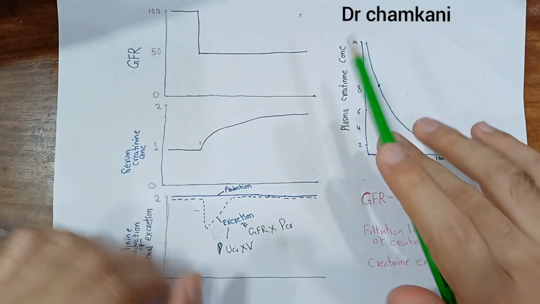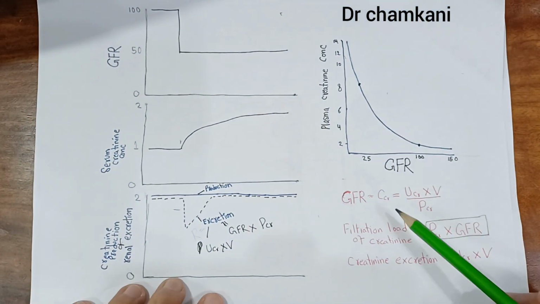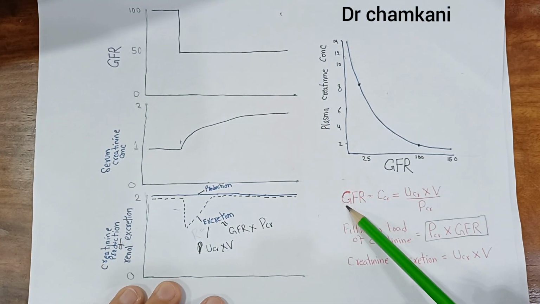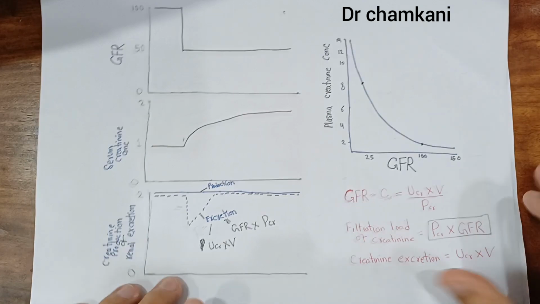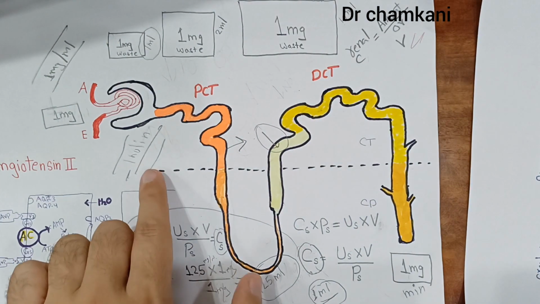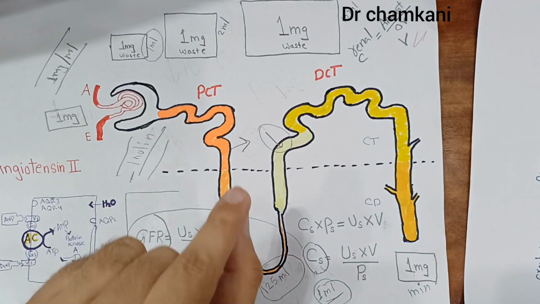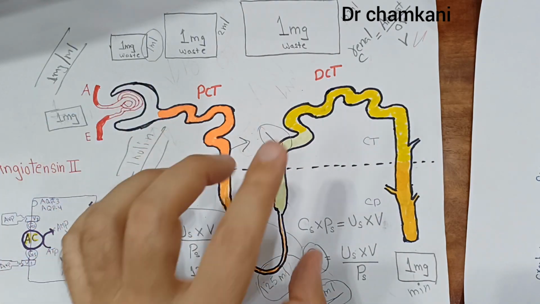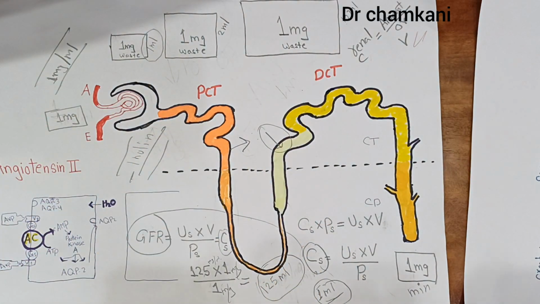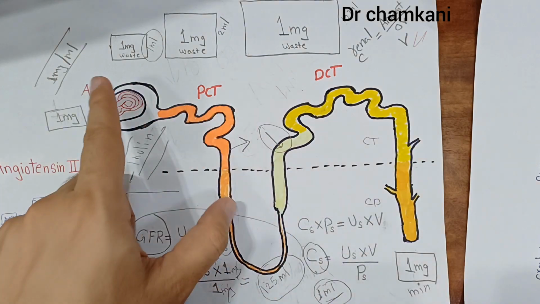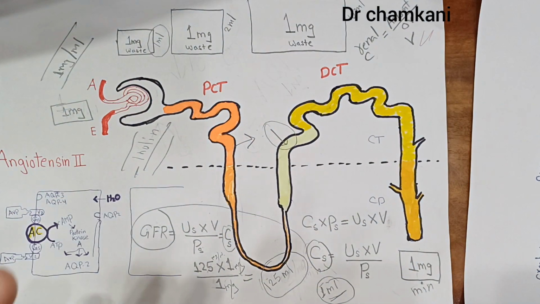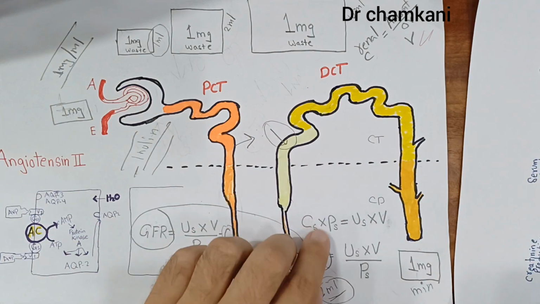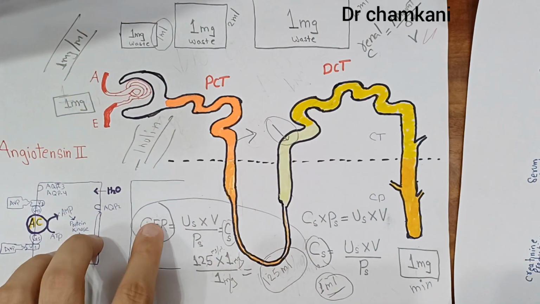Now, with the help of these graphs, we can see that the creatinine clearance is almost equal to the GFR, because we discussed that creatinine is just like inulin. It is filtered here. There is negligible secretion and negligible error in its calculation, which balance each other. So the filtration is almost equal to the excretion in urine. So creatinine clearance is equal to the GFR.